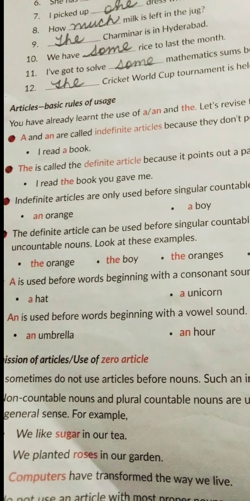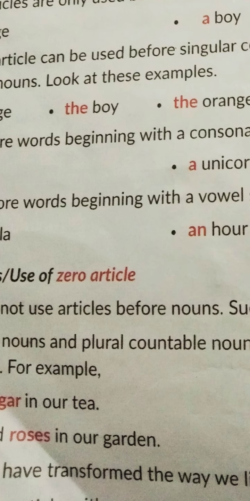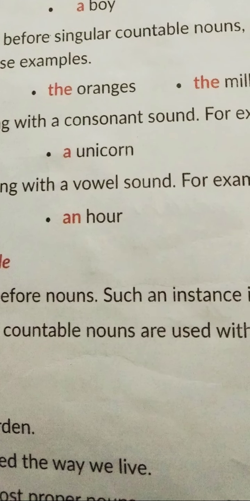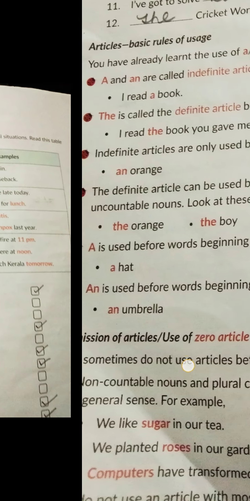Okay. Now omission of articles, or use of zero articles. Now sometimes we don't use articles. Non-countable nouns, that means which we cannot count, do not use articles before the noun. Such an instance is called zero article.